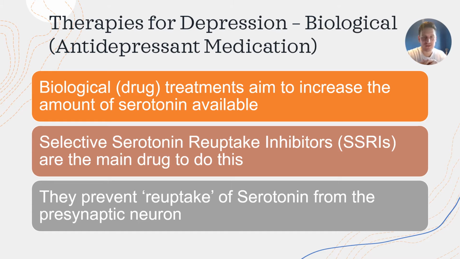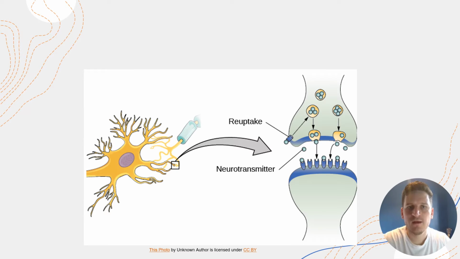Goes back to that theory I showed you, the synaptic transmission. And what happens is an SSRI prevents reuptake of serotonin in the synaptic cleft to the presynaptic neuron. So let's have a look at the diagram. Basically what's happening with synaptic transmission is that the neurotransmitter is released into the synaptic cleft, and then the postsynaptic neuron, the dendrite, then takes that neurochemical and sends the message on.